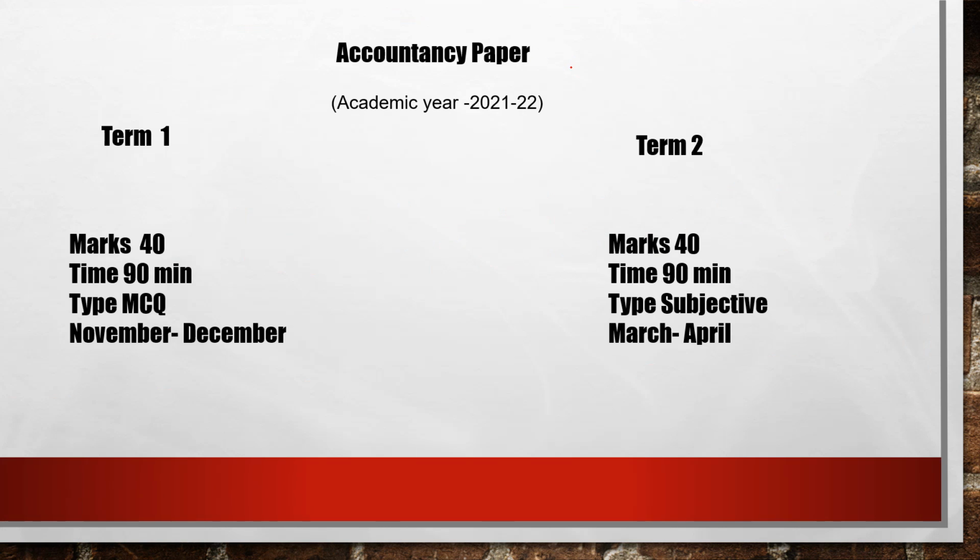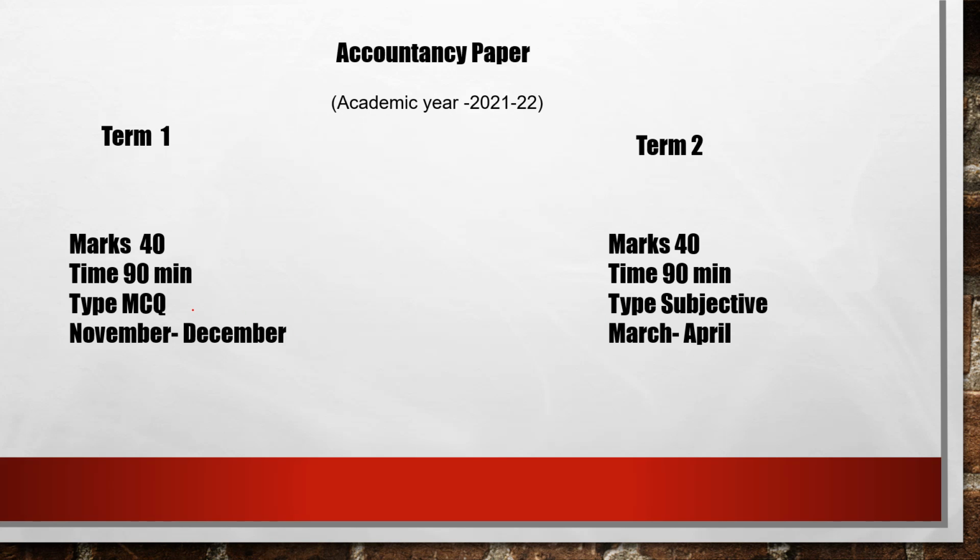Now the accountancy paper, as we said, the entire syllabus is divided into two terms, term 1 and term 2. Term 1 contains 50% of the syllabus and the rest of the 50% is tested in term 2. In both of these terms you are going to be tested for 40 marks and the examination will be for 90 minutes. However, the type of test that you're going to face is going to be different.